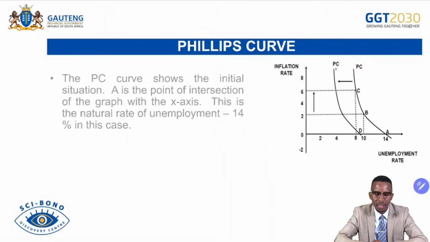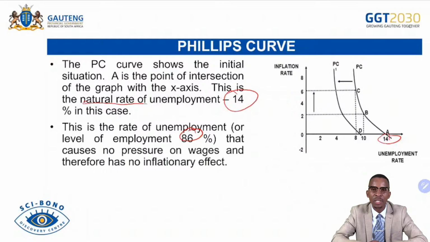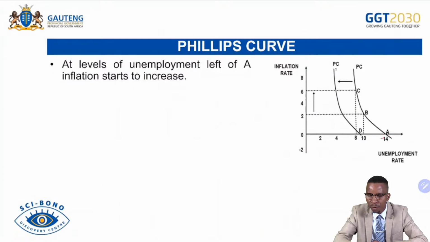The PC curve shows the initial situation. Point A is a point of intersection, mostly in that case unemployment is very high. Shifting from right to the left, from 14 to 10%, inflation starts to increase because what has happened? The employment rate has increased, resulting in more income and more demand for goods and services. That puts pressure on inflation.